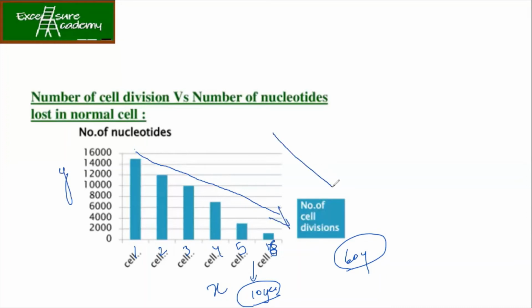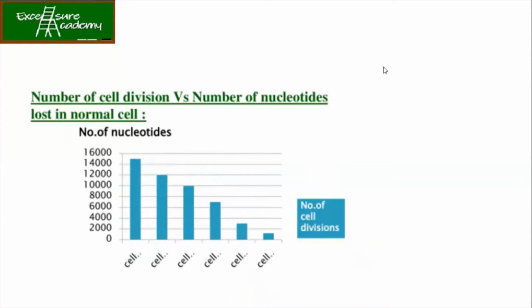ठीक है, नीचे की तरफ गिर रहा है. So with more number of cell divisions, the number of nucleotides in the telomeres keeps on reducing. Okay, good. I mean, the graph is looking very simple now, right? But the question आता है, थोड़ा सा confusion आ जाता है.